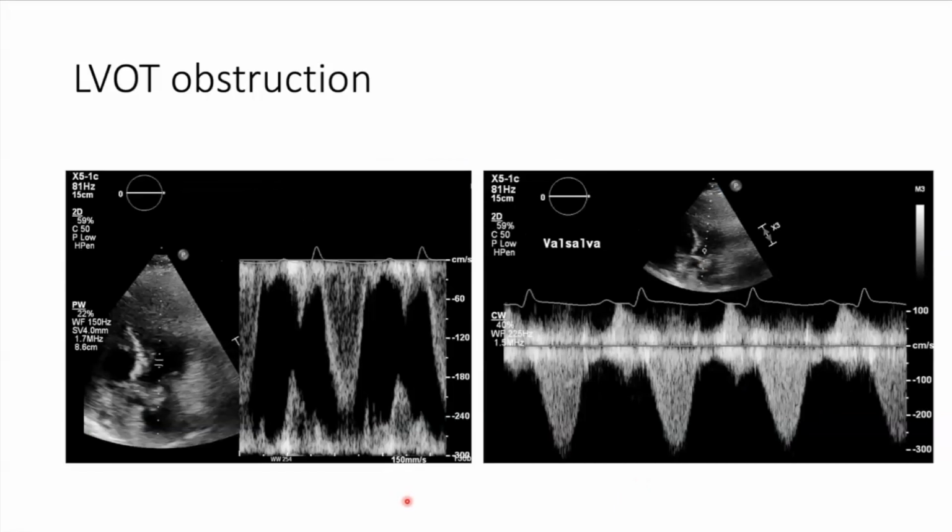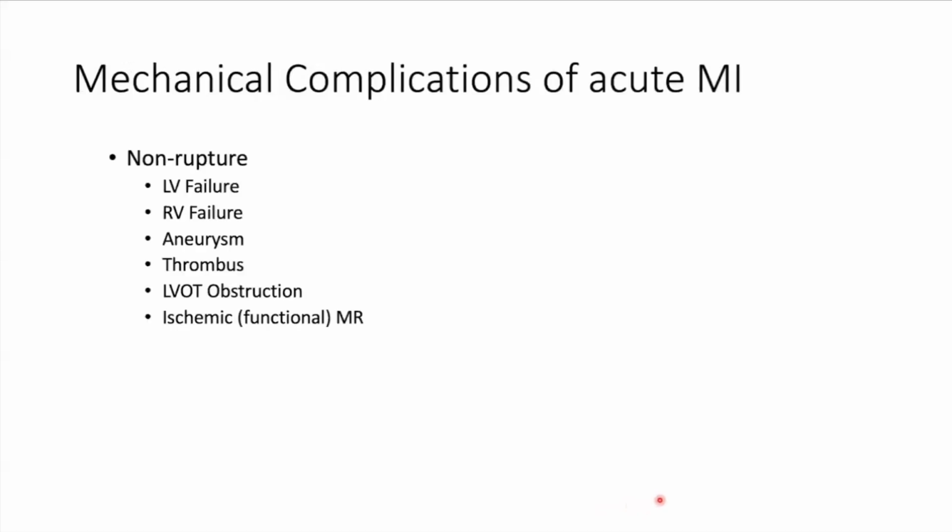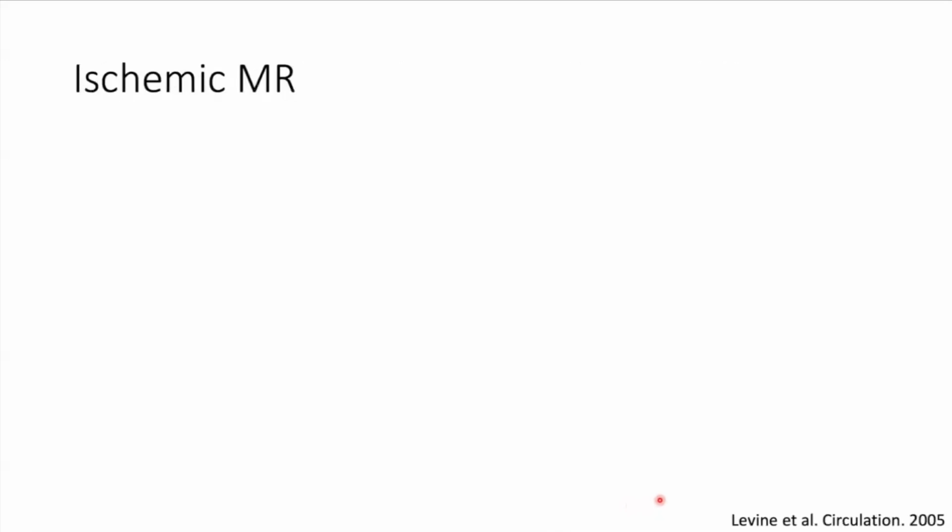The other thing that you try to look for are increased gradients across the LVOT, and you're looking for a late peaking gradient that worsens with Valsalva. So if you've seen gradients increasing with Valsalva, late peaking, that is highly suggestive of LVOT obstruction. Okay, so that's that. Moving on to functional mitral regurgitation.